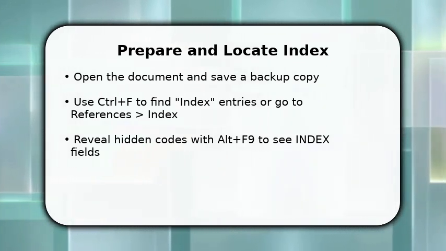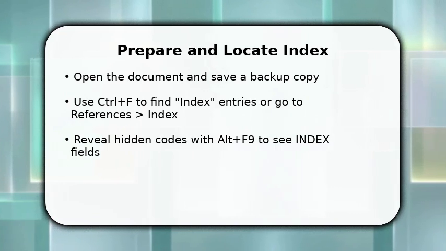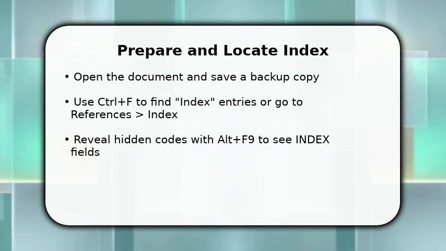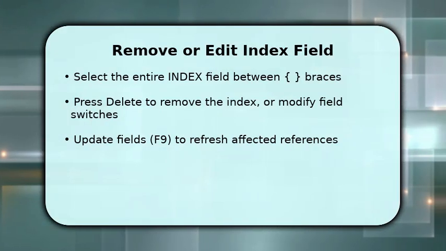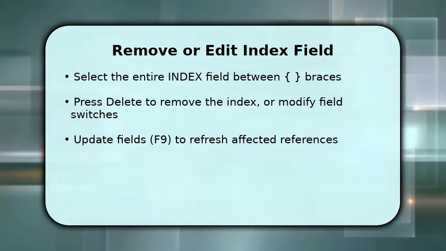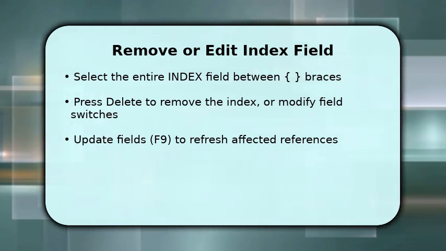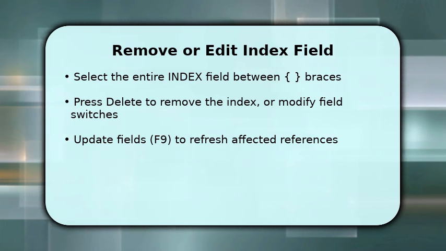Once visible, you can decide whether to delete the whole field or edit specific entries, which prevents accidental loss of other content. Now you'll remove or edit the index field itself. Click and drag to select the full index. Field code shown after Alt+F9, then press Delete to remove it entirely.